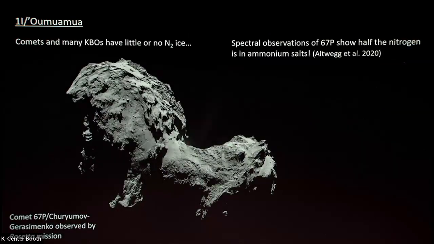So where would N2 ice come from? Although we have an example of N2 ice in the solar system on Pluto and Triton, we don't have many examples of that. Comets don't have a lot of N2 ice. It's probably that nitrogen is locked into ammonia, ammoniated salts.